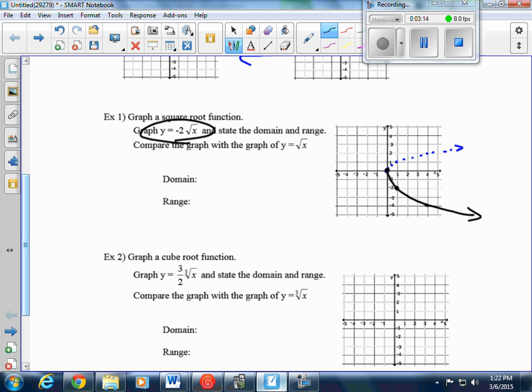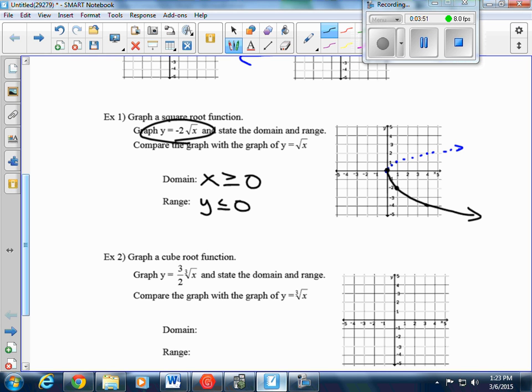So when we talk about the domain and the range of this, now remember, our domain is our x values. And if we look at the graph, it's going to go to the right forever. It will not go to the left forever. The smallest value of x that we're going to have is 0. So my domain is going to be x is greater than or equal to 0. Now if we look at the y values, which is the range, it will go down forever, but it will not go up. So y is going to be less than or equal to 0. So that's our domain and our range.